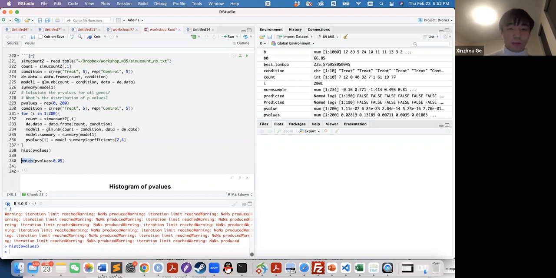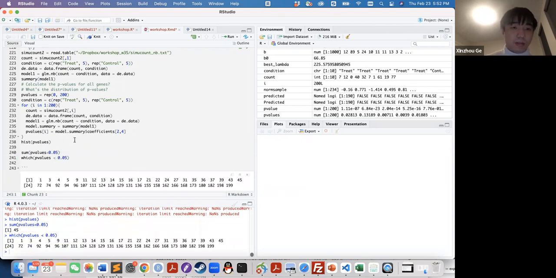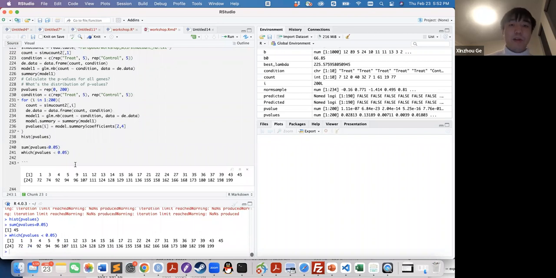So we can count the number of discoveries by looking at the number of p-values which are smaller than 0.05, which is our threshold, and it will be 45, which means that we get a very good answer. And we can also count the number of false discoveries. So we look at the indices of the p-values which are smaller than 0.05 to see how many of them are false discoveries. So let's have a brief look first.